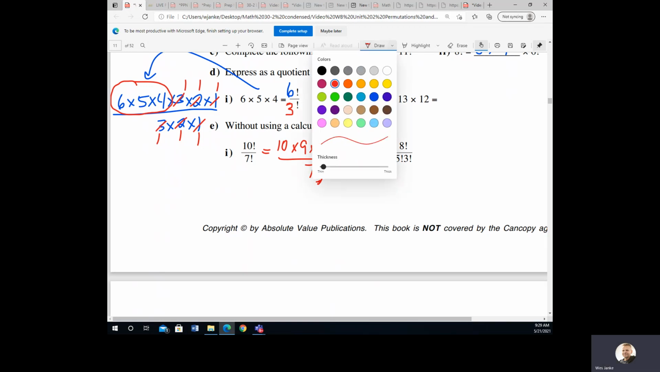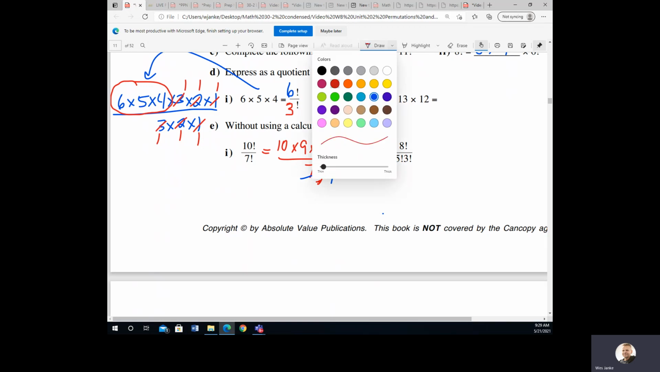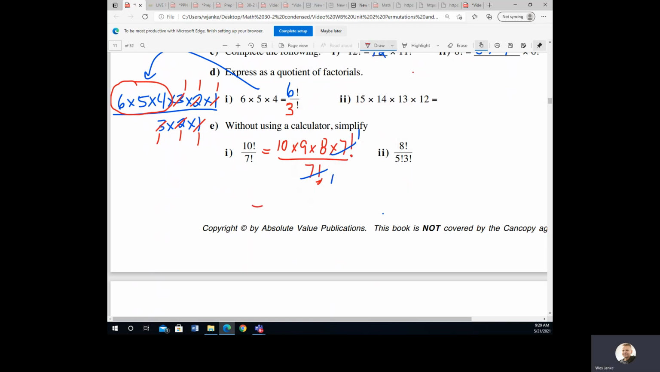you can see that 7 factorial on top cancels with 7 factorial on the bottom. So now we have 10 times 9 times 8, which is 720. So that is an introduction to understanding factorials.